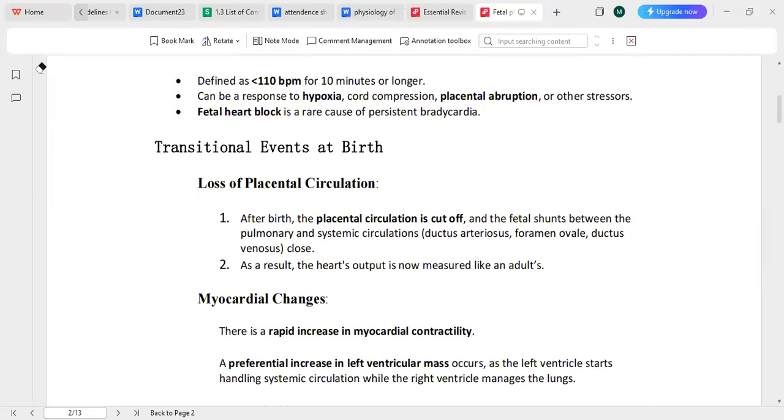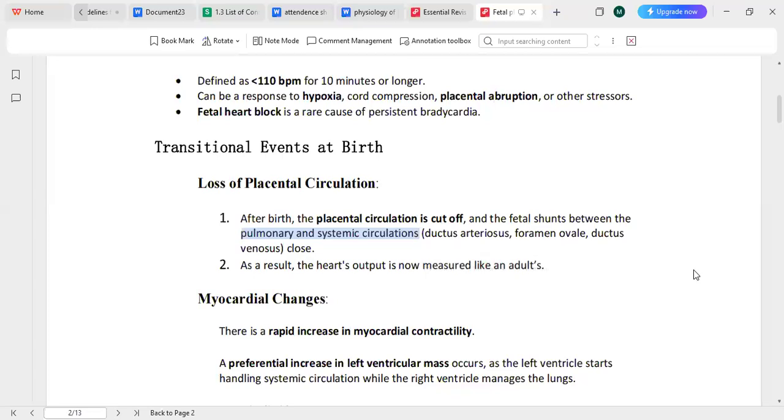What are the transitional events we find at birth? Firstly, loss of placental circulation. What happens when the placental circulation is cut off? That means the fetus is not getting any supply from the mother. So consider the fetal shunts between the pulmonary and systemic circulation. Before birth we did not have any pulmonary circulation or role of the lungs in providing oxygen to the fetus. Everything was given by the placenta. When the placental circulation is cut off, these shunts need some changes.